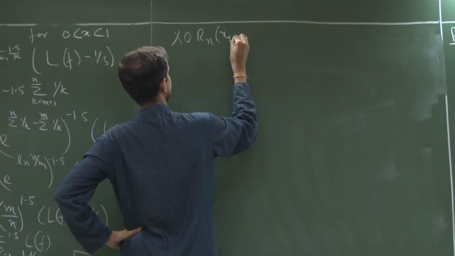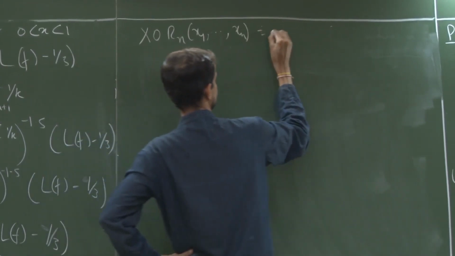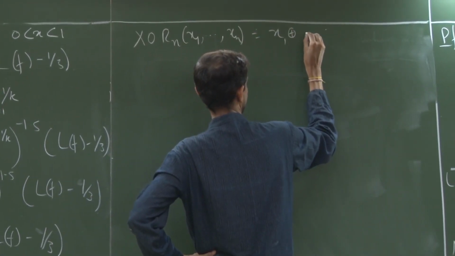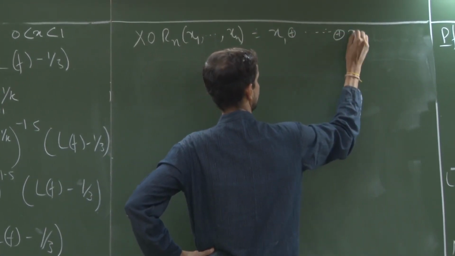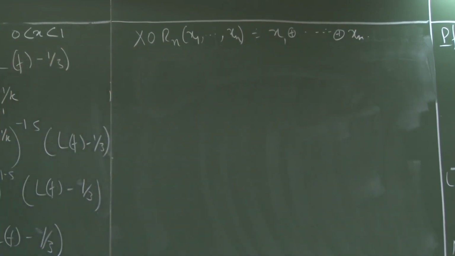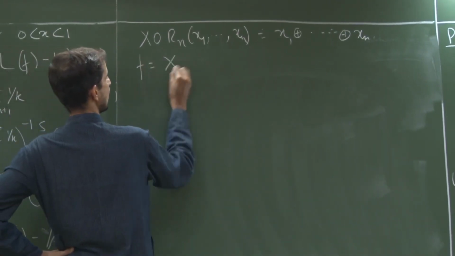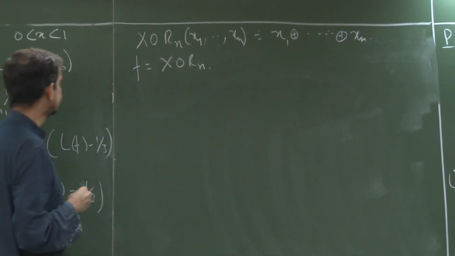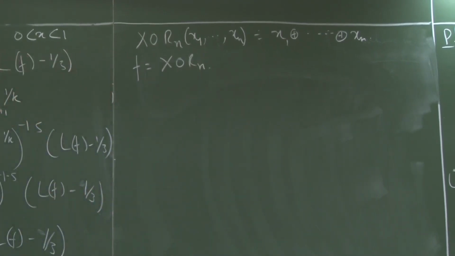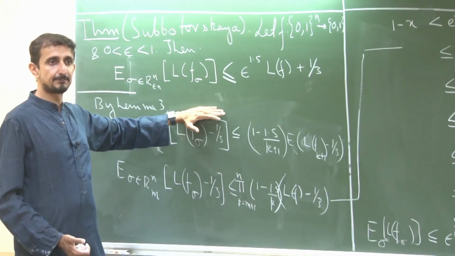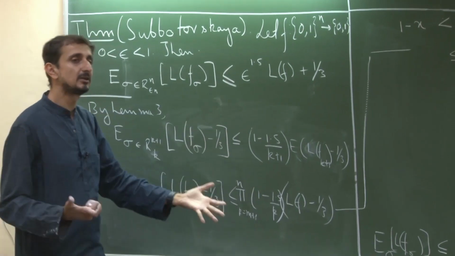XOR n of x1 up to xn is basically x1 parity up to xn. Okay. So, how can we give a lower bound on this function? Okay. So, let f be the XOR function, and now to give a lower bound I have to choose an epsilon, because if I want to apply this theorem on some function, of course, firstly I choose the function to be whatever it is, and then I have to choose an epsilon. Okay. So, what epsilon do I want to choose?